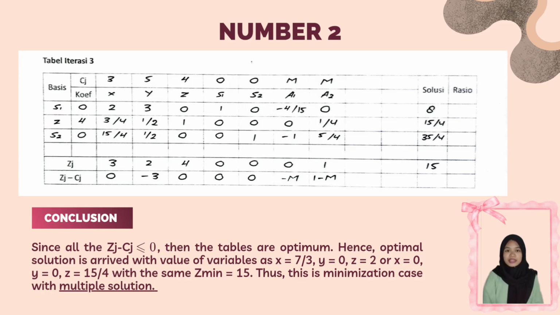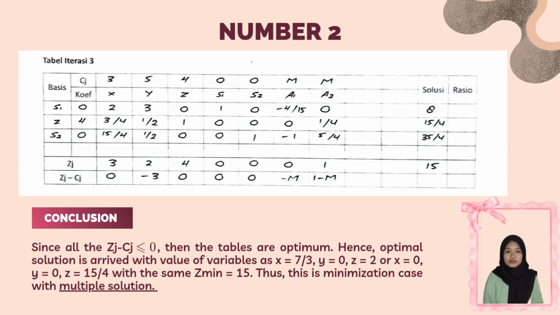Since all the zj minus cj are less than or equal to 0, the table is optimum. Hence, the optimal solution is achieved with the values of variables as x equals 7 divided by 3, y equals 0, z equals 2, or x equals 0, y equals 0, z equals 15 divided by 4, with the same z minimum equal to 15. Thus, this is a minimization case with multiple solutions.